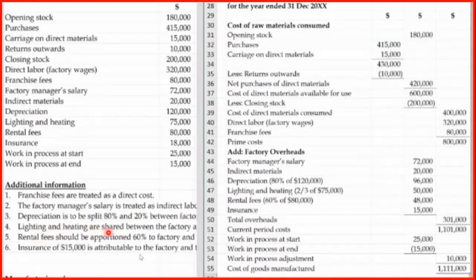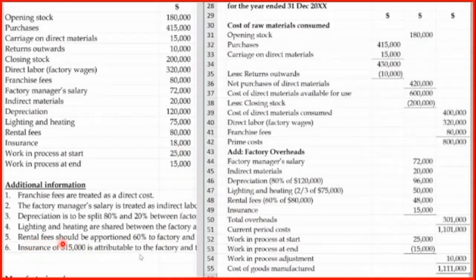Lighting and heating are shared between the factory and the office, right? Right, so we know that it's to be shared between the factory and the office. So lighting and heating, 2/3 from here, we know it's 2/3. 2/3 of 75,000 is 50,000. Okay, basically what is happening is you have in your books total expenses for the factory and for the offices in some cases, and you have to split them up on the basis of usage.